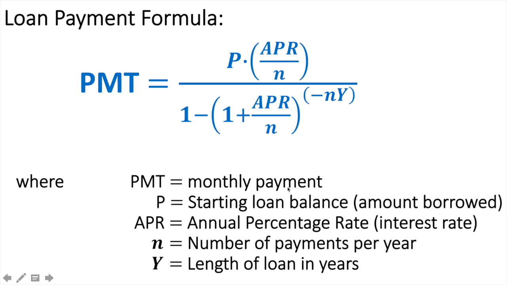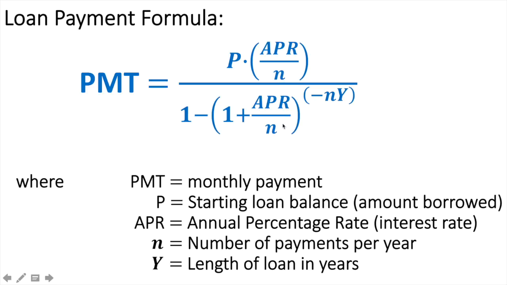So our payment is going to equal this P, okay? P is the starting loan balance. So if we got a car loan for $10,000, P would be 10,000. Or if we got, I don't know, a jewelry loan for $3,000, P would be 3,000 here. APR, this is basically your interest rate, okay? And notice that there are two APRs. Once we find it, we're going to plug that in, and that's going to be in a decimal.